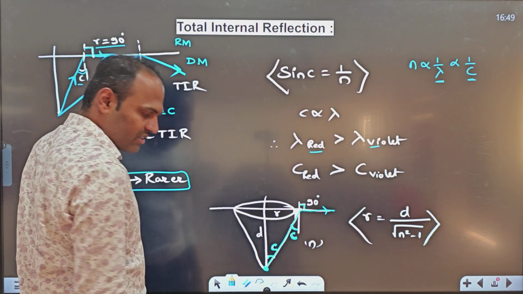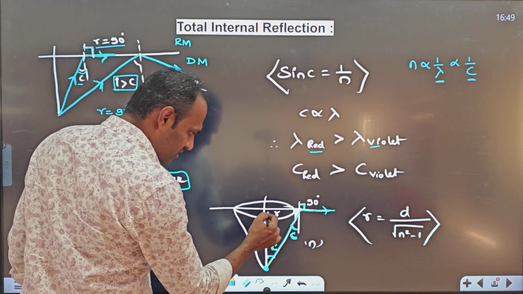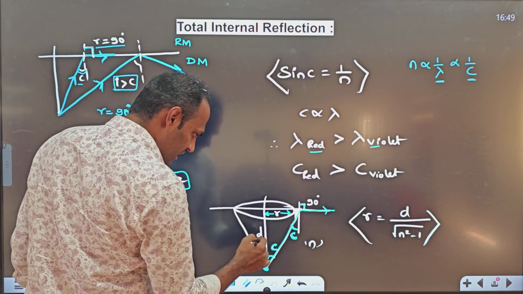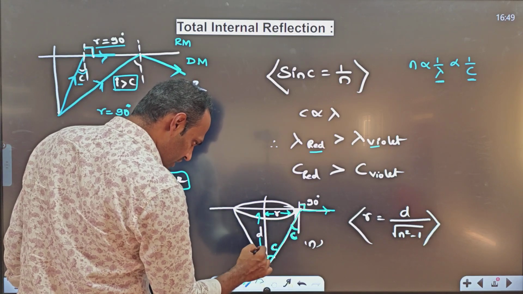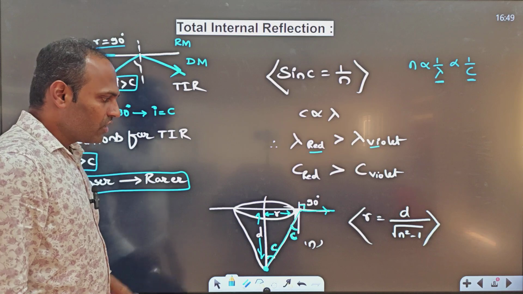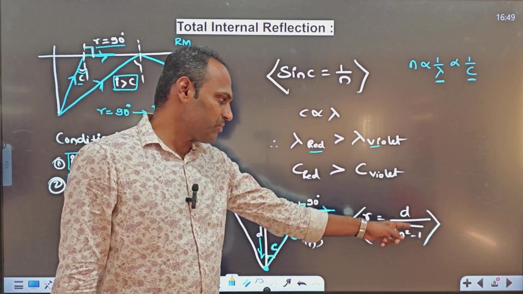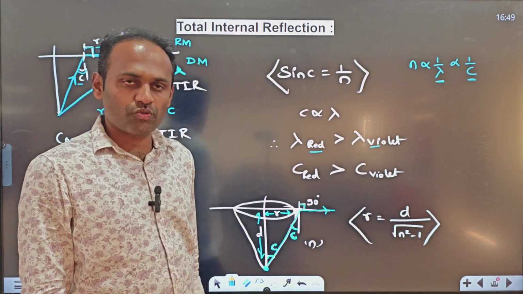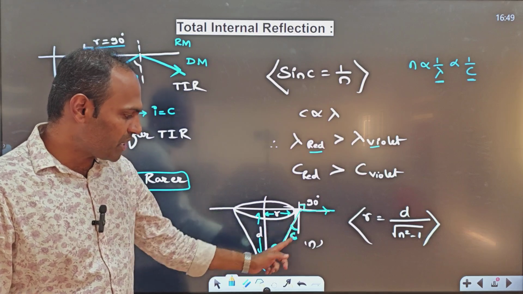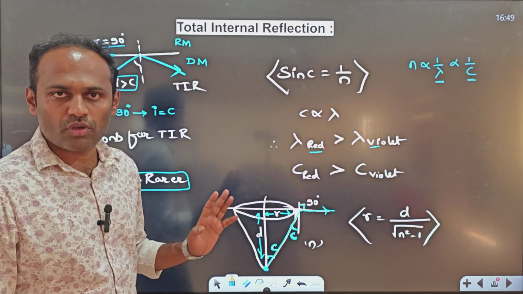This angle will be critical, correct? This is radius, and this is the depth or height, as it can be given. Correct? So here if they ask for radius, there is a shortcut to calculate it: d divided by root of n square minus 1. Otherwise you can apply the geometry and trigonometric functions and solve it.